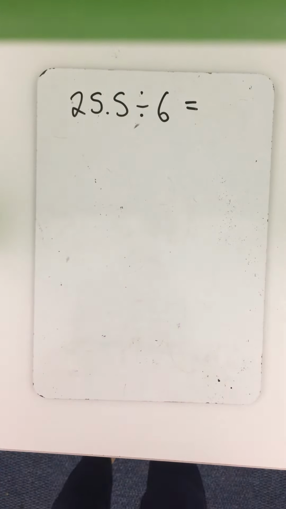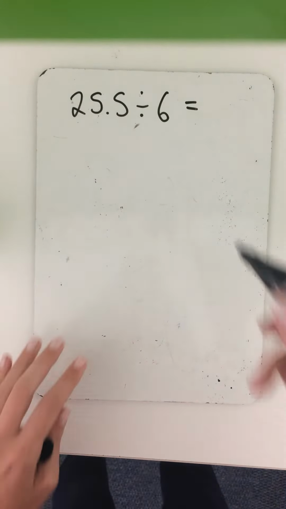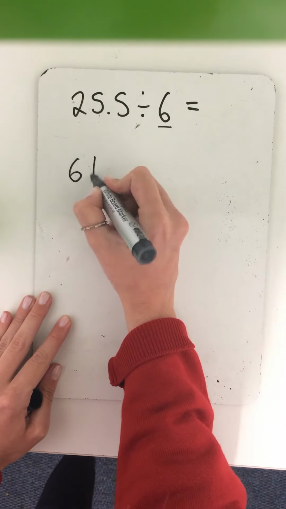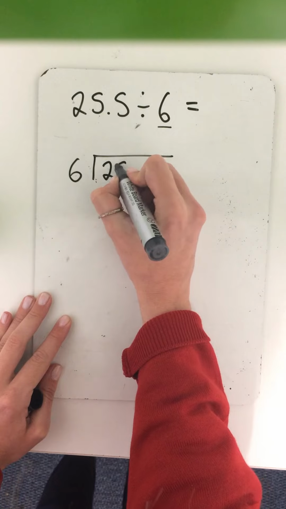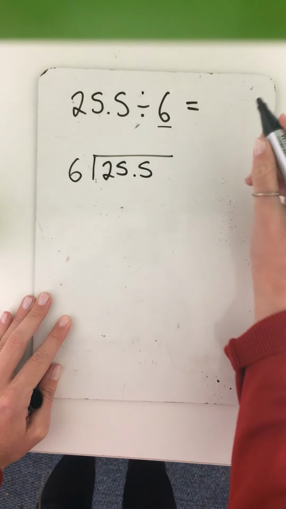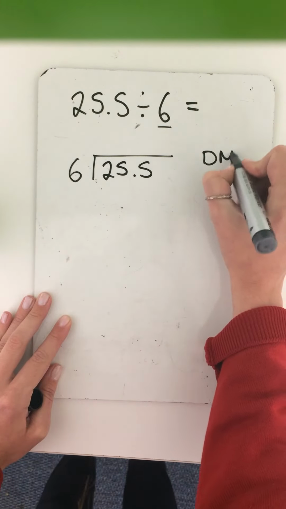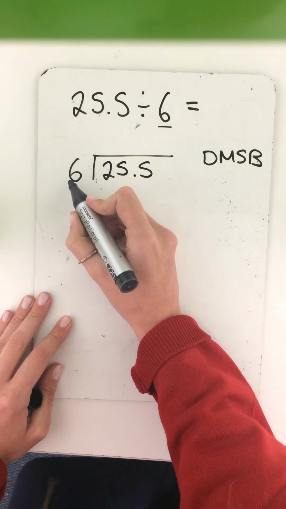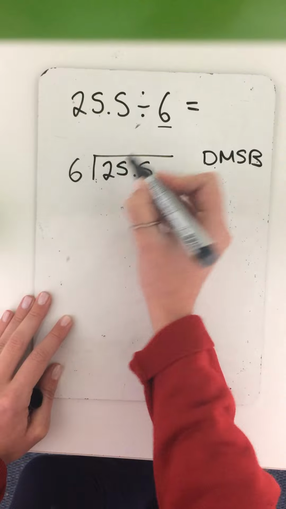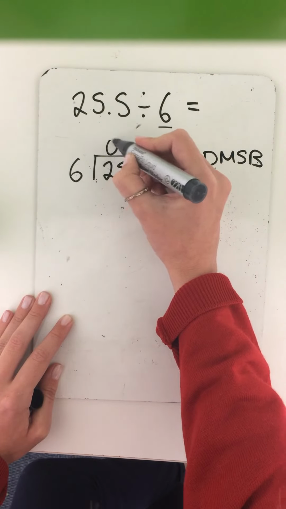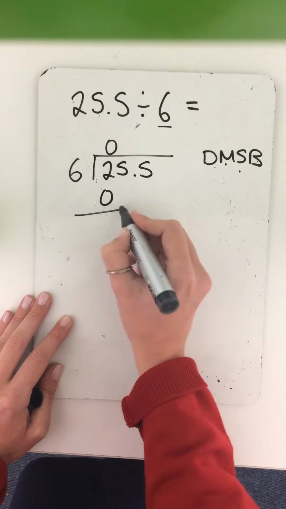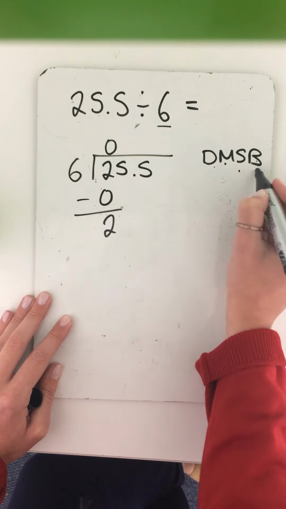In this example, 25.5 divided by 6. 6 is my whole number and it's my divisor, so it goes outside the house. And inside I have 25.5 and I'm doing daddy, mommy, sister, brother because I'm doing long division. Divide. 6 into 2 goes 0 times. Multiply. 0 times 6 is 0. Subtract. 2 minus 0 is 2.